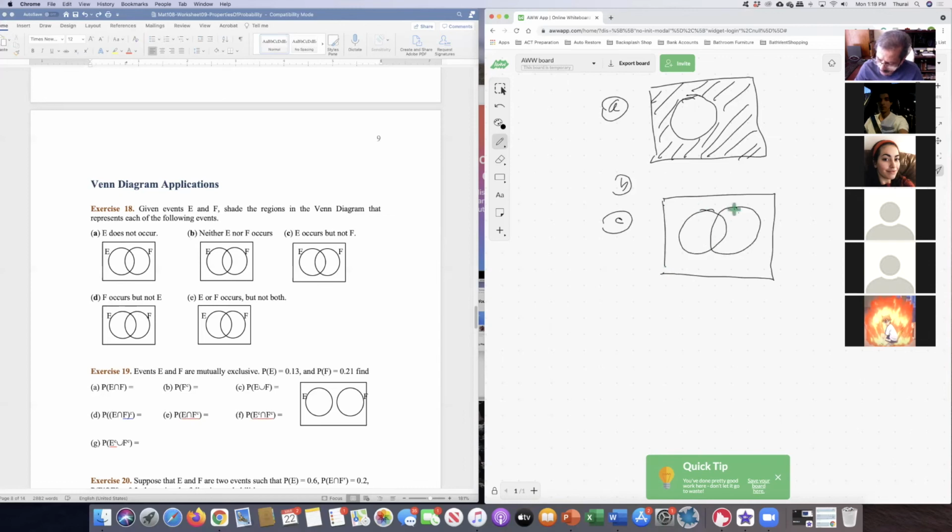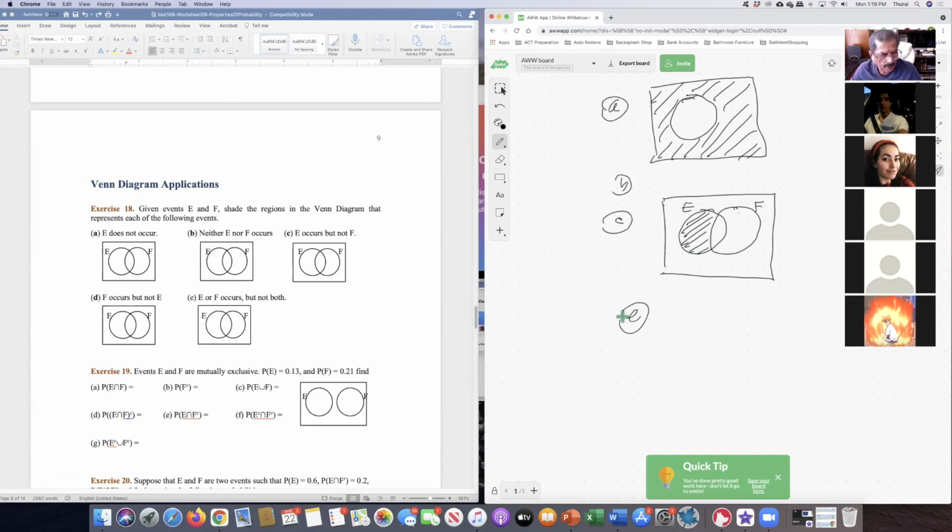Shade inside of E only. The left side of E, without the intersecting part. That's right. If this happens, then E occurs, but not F. F occurs, not E. That would be the right side of F, right?